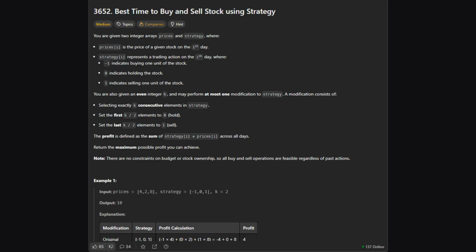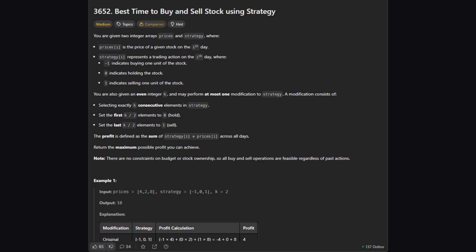Okay, let's look at what we're given. We have two lists. First, a list of prices for a stock on different days. Second, a list called strategy. This strategy list tells us what we originally planned to do on each day. -1 means buy, 0 means hold, and 1 means sell. We are also given an even number.